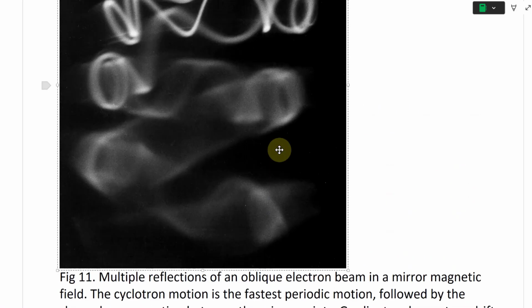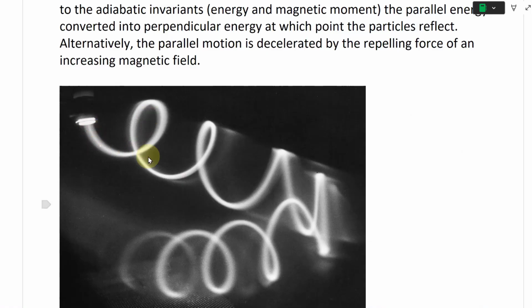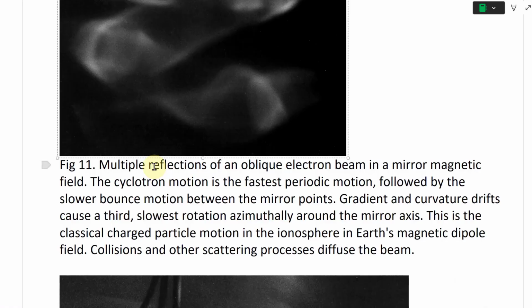So I go further for figure. This is figure 10, figure 11. Again, I should include this because this is a pretty epic electron beam movement, and you can see that trochoid motion there. Figure 11, multiple reflections of an oblique electron beam in a mirror magnetic field. Okay, this one's interesting. Mirror magnetic field. I think that's the whole key there.